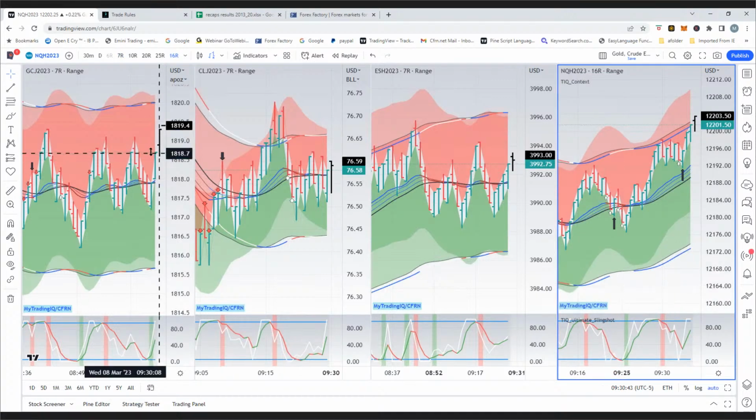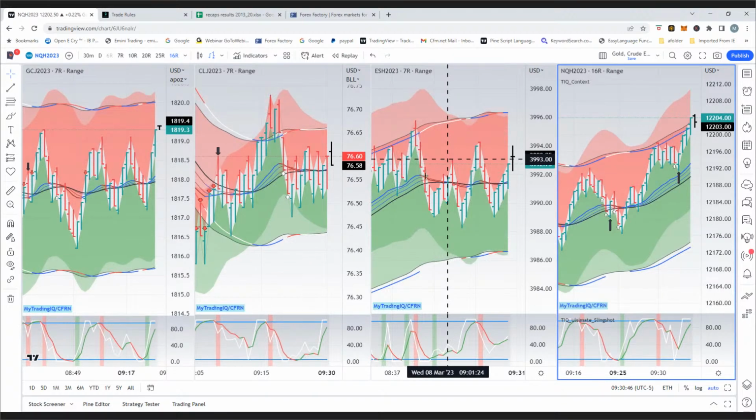Over here, we don't have anything going on with the gold. We don't have anything going on with the crude. We don't have anything yet with the ES. Okay.